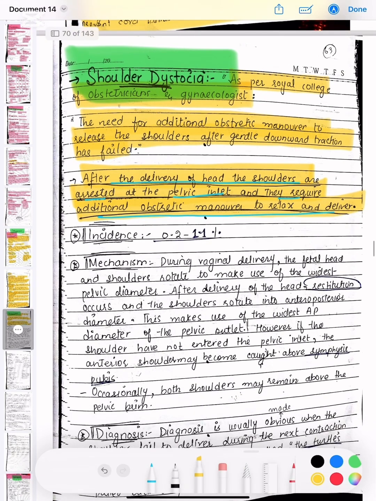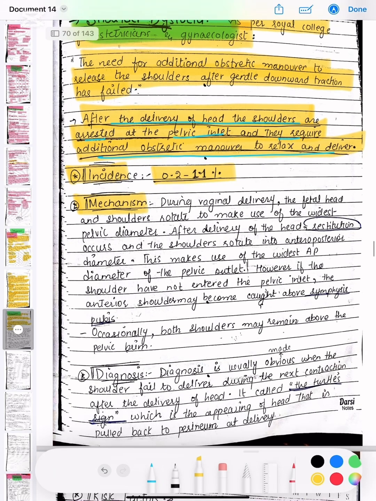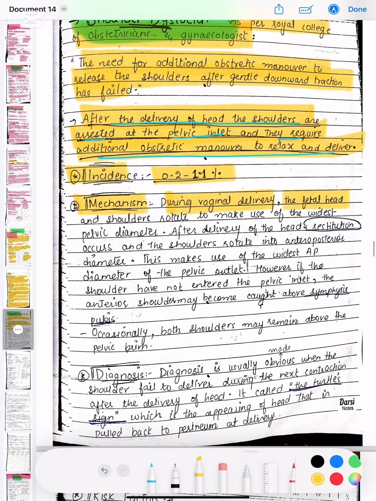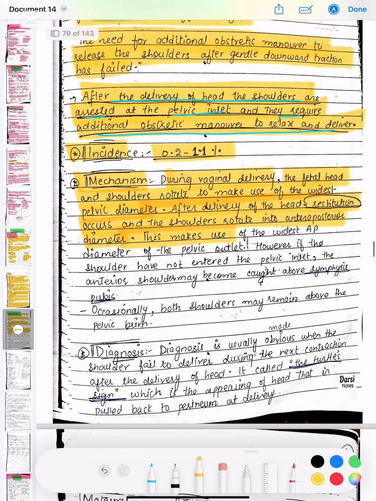Now, the incidence of shoulder dystocia is 0.2 to 1.1%, and the mechanism is as follows. During vaginal delivery, the fetal head and shoulders rotate to make use of the widest pelvic diameter, and after delivery of the head, restitution occurs and the shoulders rotate into the anteroposterior diameter. This makes use of the widest anteroposterior diameter of the pelvic outlet.